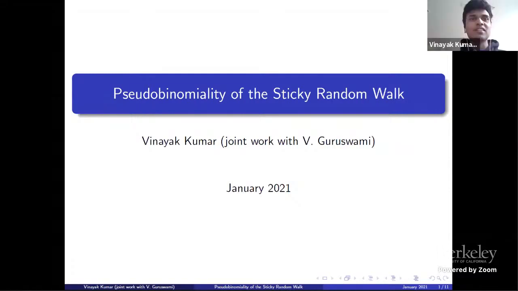All right, yeah, I'm Vinayak, and today I'll be presenting joint work with Venkat Guruswami, and I'll be talking about the pseudo-binomiality of the sticky random walk.